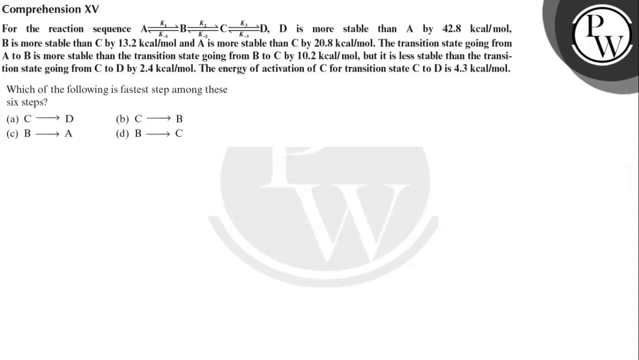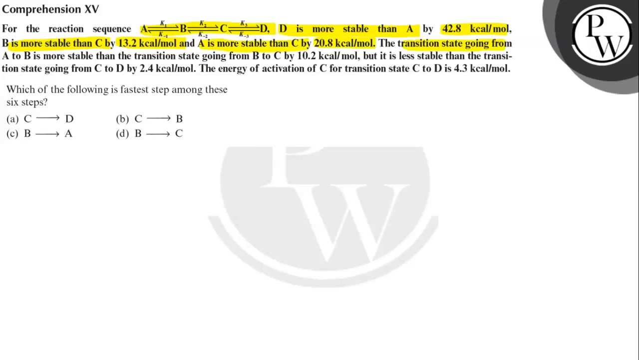The question says, in the reaction sequence, A is in equilibrium with B, is in equilibrium with C, is in equilibrium with D. D is more stable than A by 42.8 kilocalorie per mole, and B is more stable than C by 13.2 kilocalorie per mole. A is more stable than C by 20.8 kilocalorie per mole.